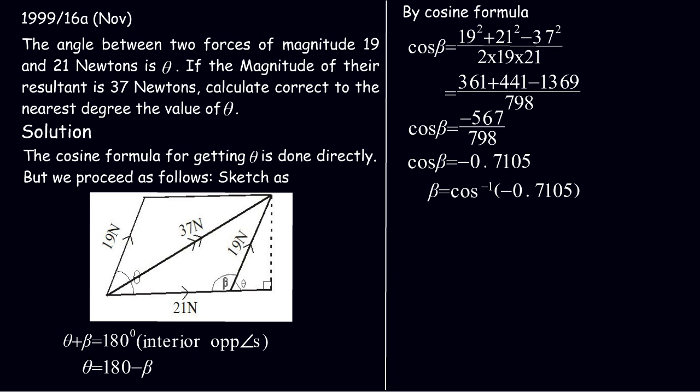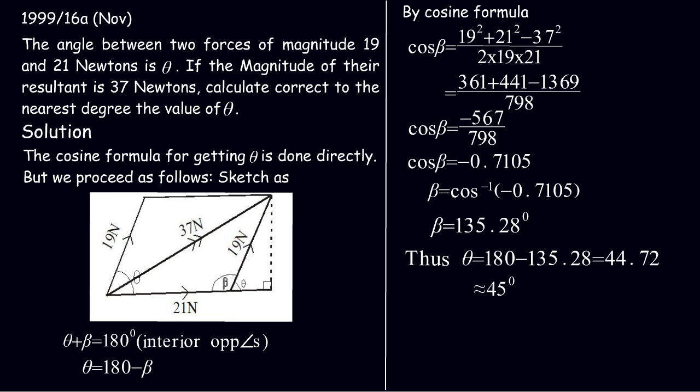0.7105, and beta will be equal to arc cos minus 0.7105, and beta will be equal to 135.28 degrees. Thus theta will be equal to 180 minus 135.28, which is equal to 44.72, or approximately 45 degrees.